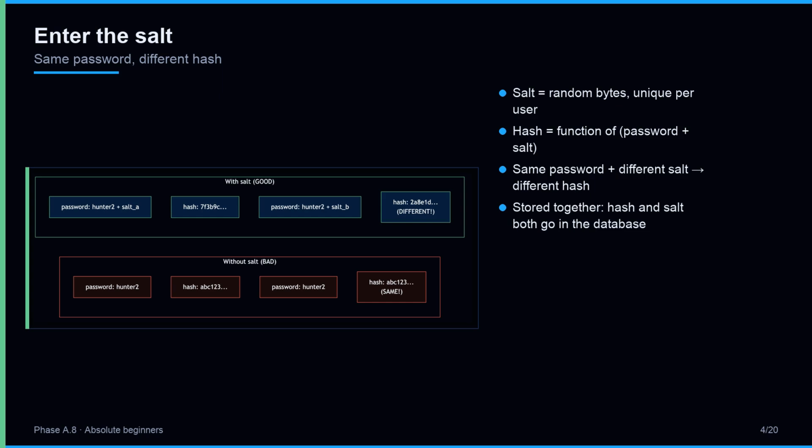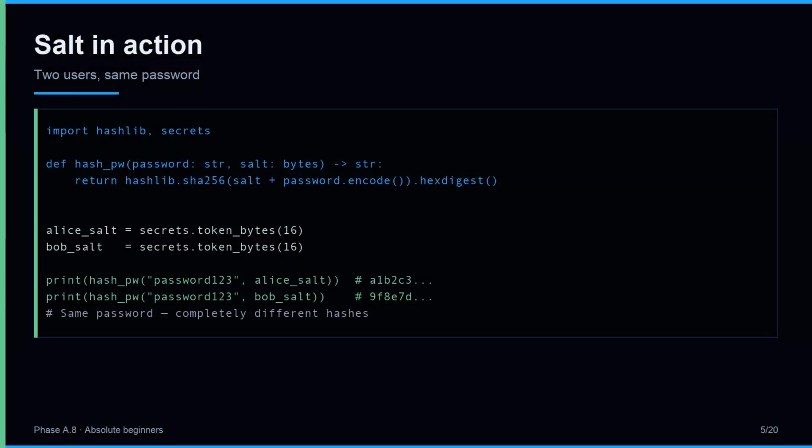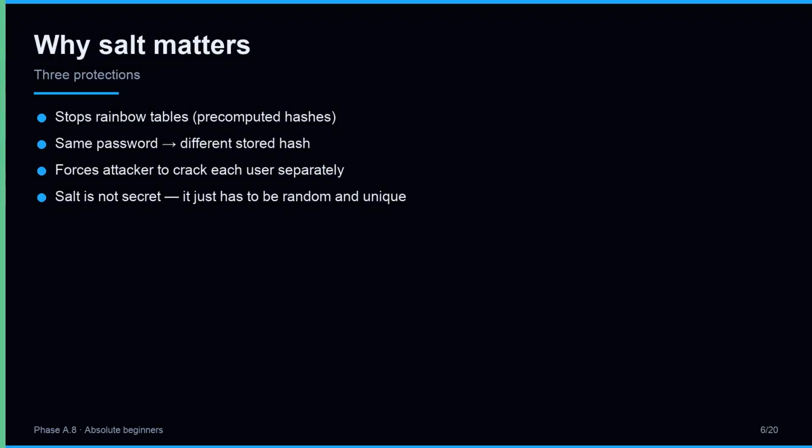Same password, different hash. Watch the salt work. Define hash_pw that takes a password and a salt, concatenates salt plus encoded password, and hashes the combination. Generate a fresh random salt for Alice with secrets.token_bytes. Generate another fresh salt for Bob. Hash password123 for both. Even though the password is identical, the hashes are completely different because the salts differ. An attacker who steals your database cannot even tell that Alice and Bob chose the same password.